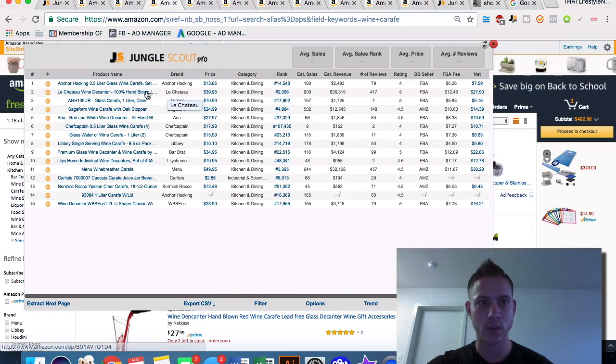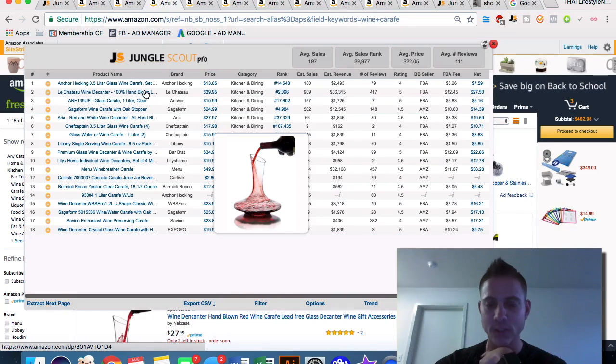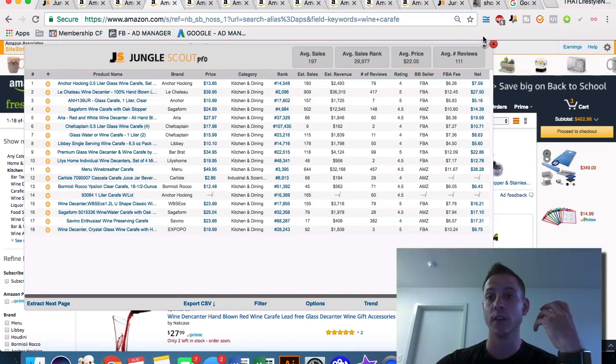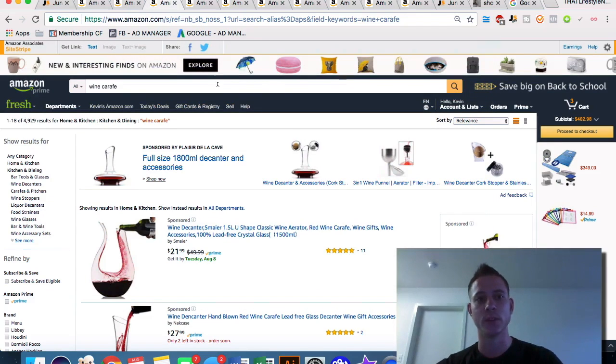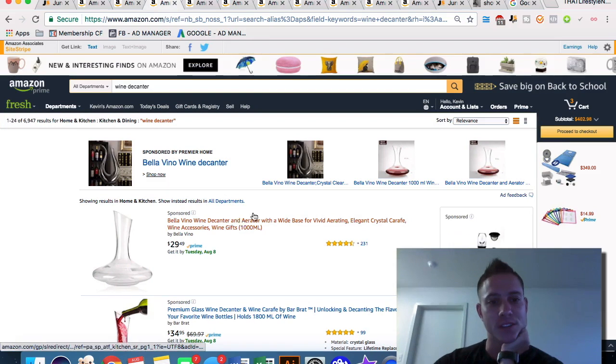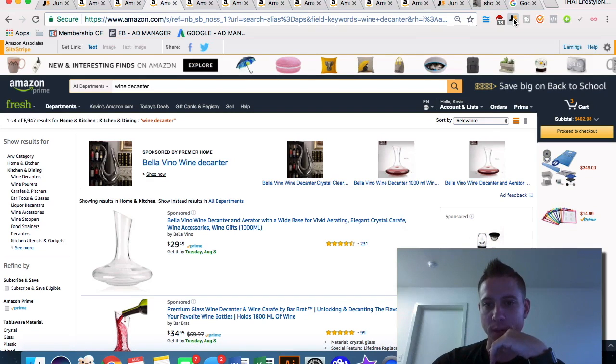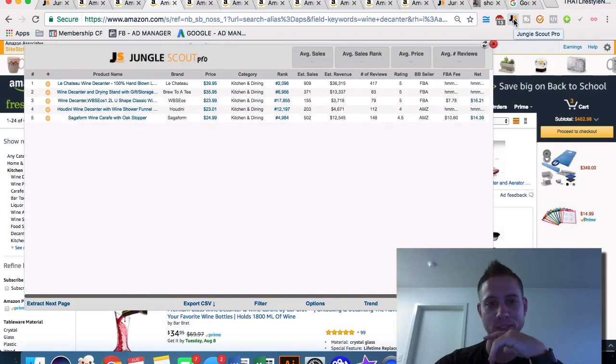So as we can see, right there, wow, it's a very beautiful image here. As you can tell, this is the dominating post, probably because of the product photography that they are utilizing being much stronger than their competition. So we're going to also look at wine decanter, because it looks like carafe and decanter might be synonyms. And the wine lovers out there are probably laughing at me because I don't know much about wine, but I do know a lot about product research.